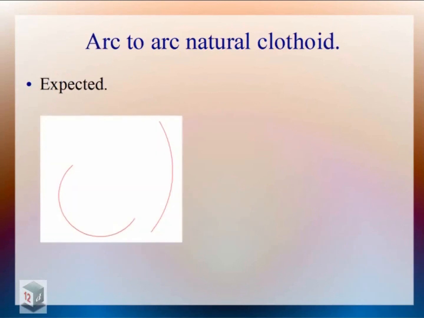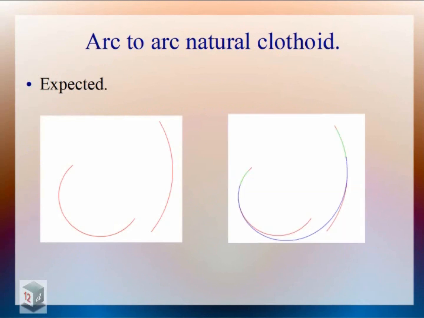Here we have a typical example. I just drew 2 arcs up inside 12D and fitted the natural Clothoid. And as you can see there, you get that beautiful line fitting from one arc to the other. Again, you can't do that with a Clothoid because the Clothoid's only valid to about 45 degrees at best. And as you notice here, that curve is quite long.